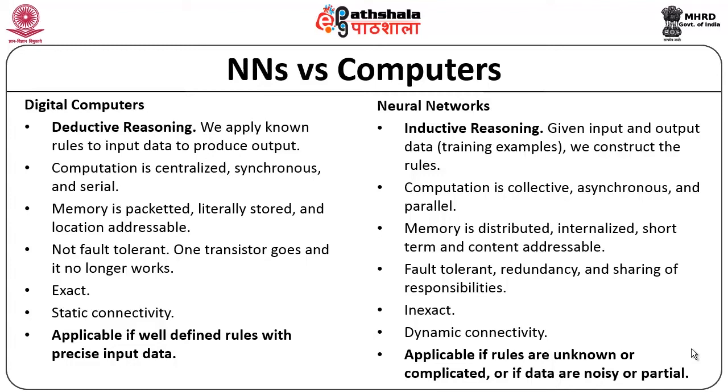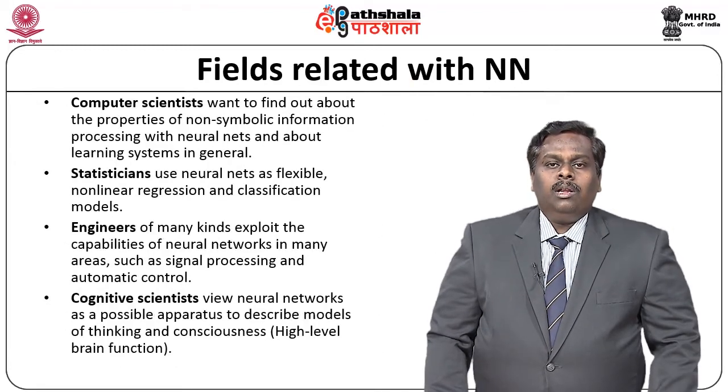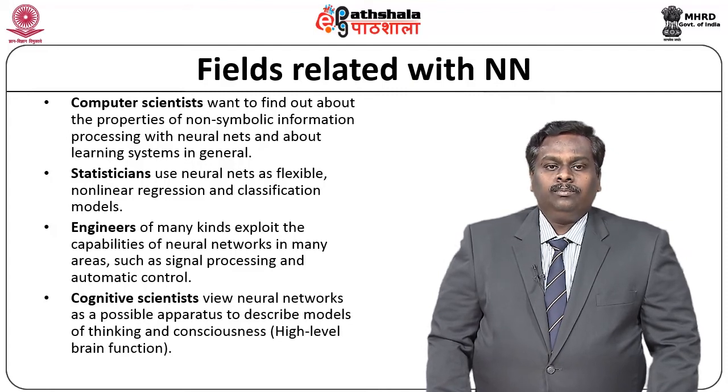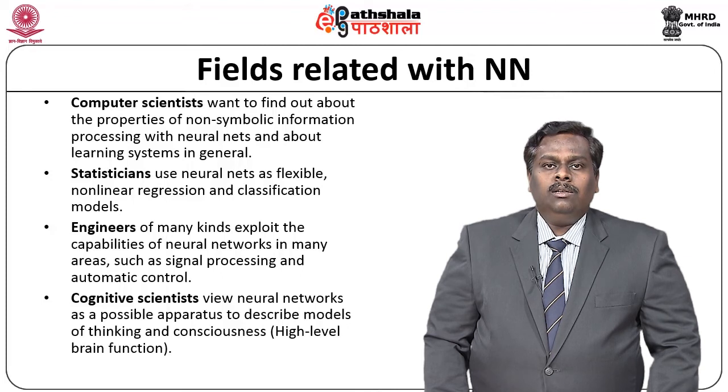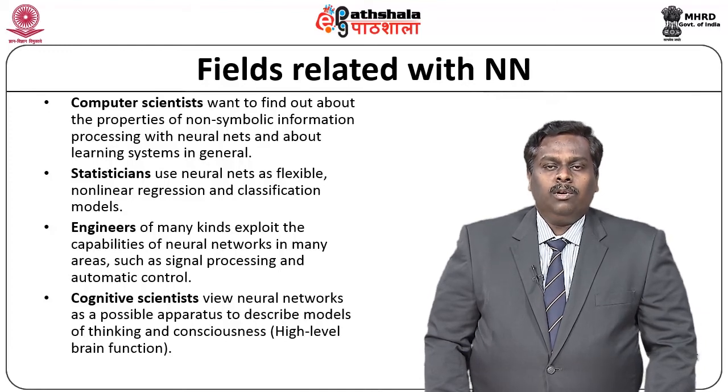Based on these differences, you can understand the working of a general computer and a neural network based computational environment. Now, what are the various fields that are related with neural networks? The first place where you can connect to is the general scientist or the computer scientist. Computer scientists find lots of ways by which properties of non-symbolic information processing with the help of neural networks are done, and this is used for the purpose of learning in general by machines.